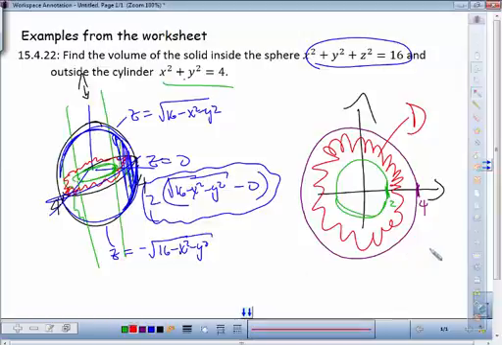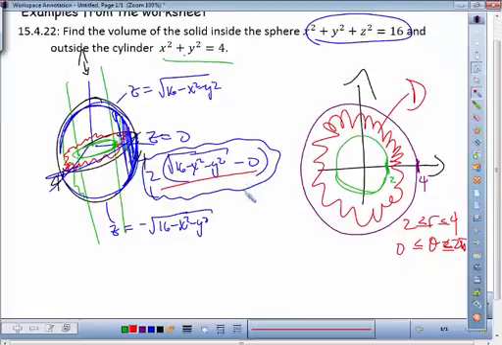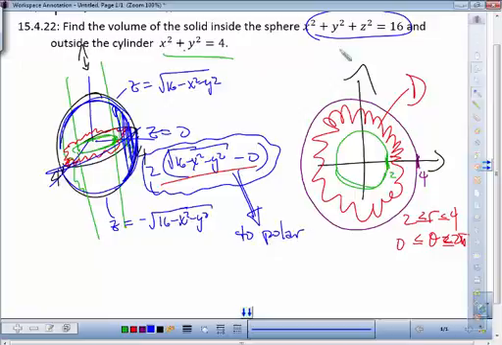Well, let's figure out our region. r goes from where to where? 2 to 4, and theta goes from 0 all the way around to 2 pi. Okay, so we have our limits, we have our integrand. We can set up our integral. We want to change this into polar coordinates. We have an x squared plus y squared, and you'll see this combination. This is r squared, so 16 minus r squared, right? So this will just be 2 times the square root of 16 minus r squared. That's going to be your integrand.